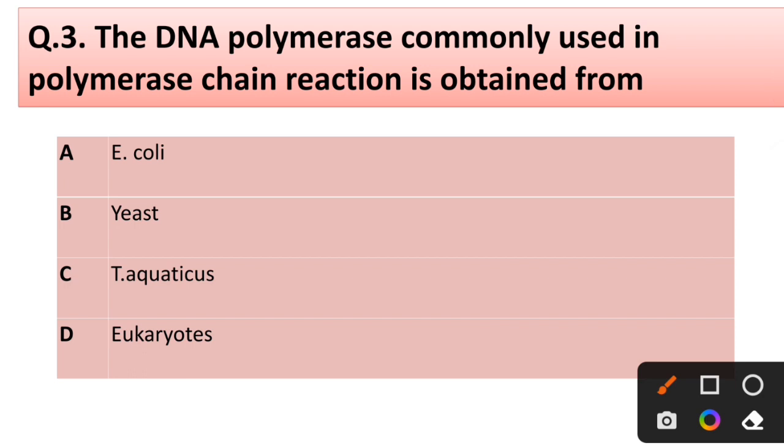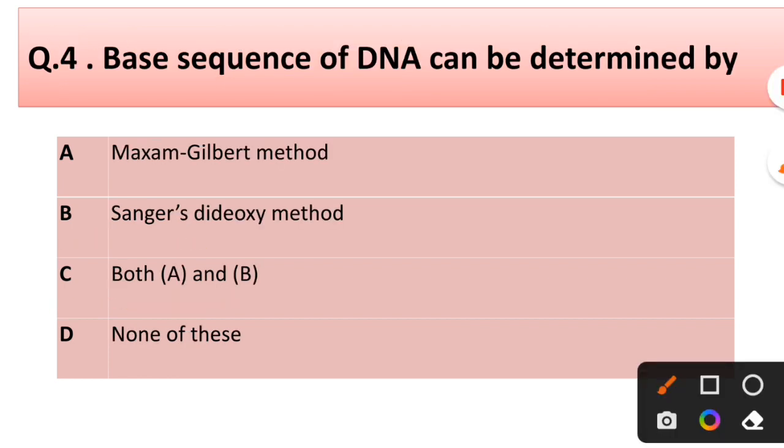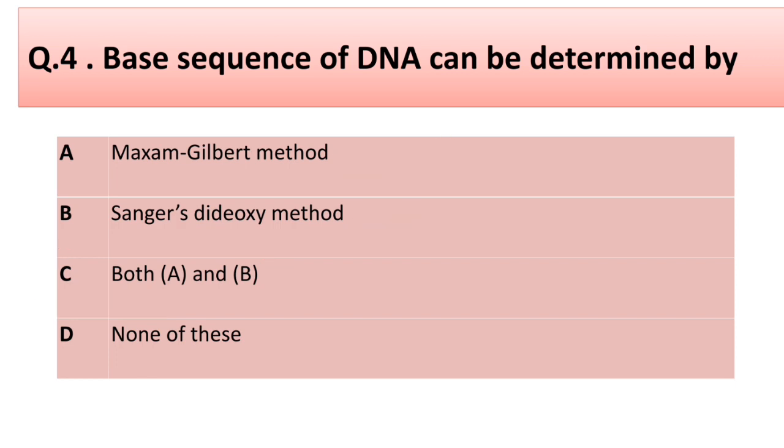Question number 3. The DNA polymerase commonly used in polymerase chain reaction is obtained from E. coli, yeast, T. aquaticus, or eukaryote. Correct answer is option C, T. aquaticus. Question number 4. Base sequence of DNA can be determined by Maxam-Gilbert method, Sanger's dideoxy method, both A and B, none of these. Correct answer is option C, both A and B. Maxam-Gilbert method, Sanger's dideoxy method.